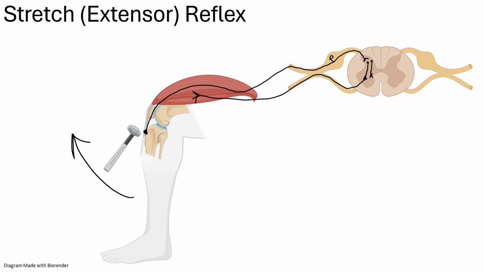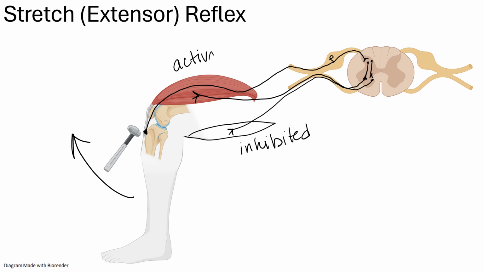But at the same time, the knee flexors on the other side, on the posterior side of the thigh, such as the semitendinosus or the semimembranosus, those knee flexors are also innervated. However, they are being inhibited. So there's a dual action here of activating a muscle and inhibiting its antagonist to get the best extension possible.